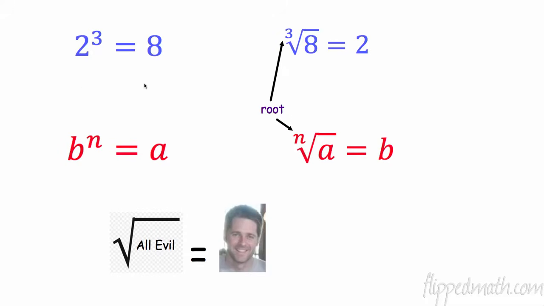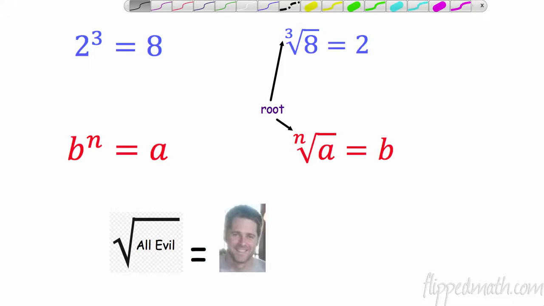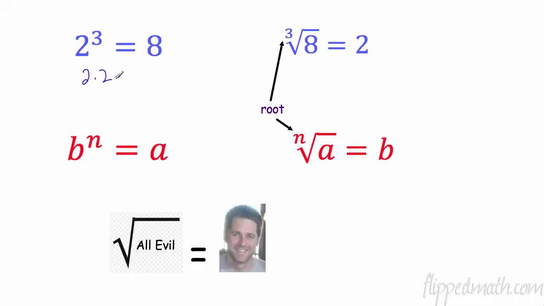Alright, so a couple of things here. First of all, I want to point out, right now, this is what you know. 2 to the third, that's just 2 times 2 times 2, and that equals 8. You should know that. Hopefully, you do know that. Now we're introducing something new, and it's called taking a root.